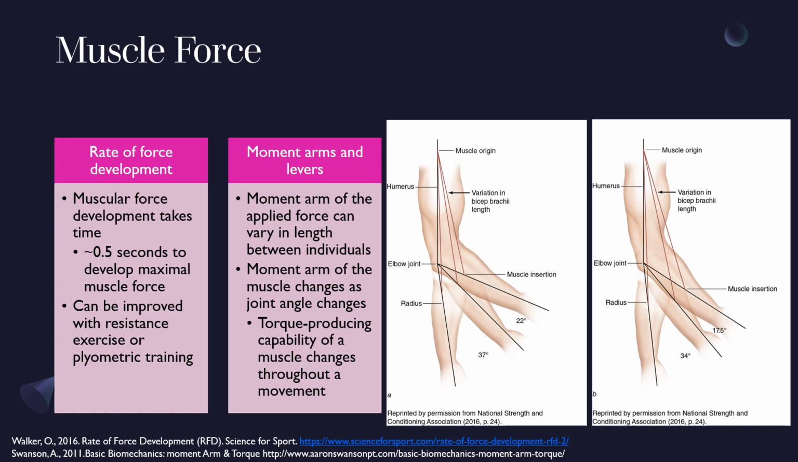RFD is strongly influenced by neural factors. Motor unit recruitment, motor unit firing rates, and motor unit synchronization play key roles in RFD. The nervous system's ability to rapidly activate and coordinate motor units contributes to the speed at which force is produced.